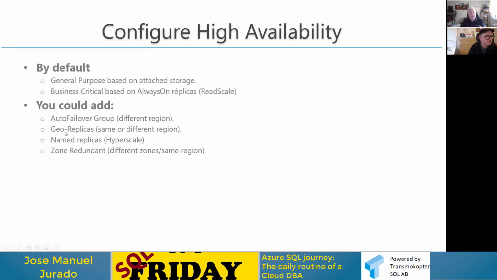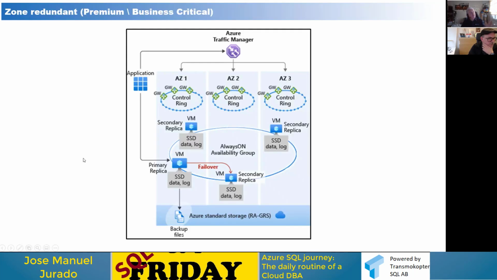You have other things called geo-replicas. Geo-replicas is basically an Always On environment. You have your primary, and you are going to have 4 other copies of the data around the globe, in read-only. But in this case, if you need to run a failover because the primary is not working, yes, you need to change the connection string. Other things are named replicas, and other things that we mentioned before. Another thing is zone redundant. Let me explain in a couple of seconds what zone redundant means.